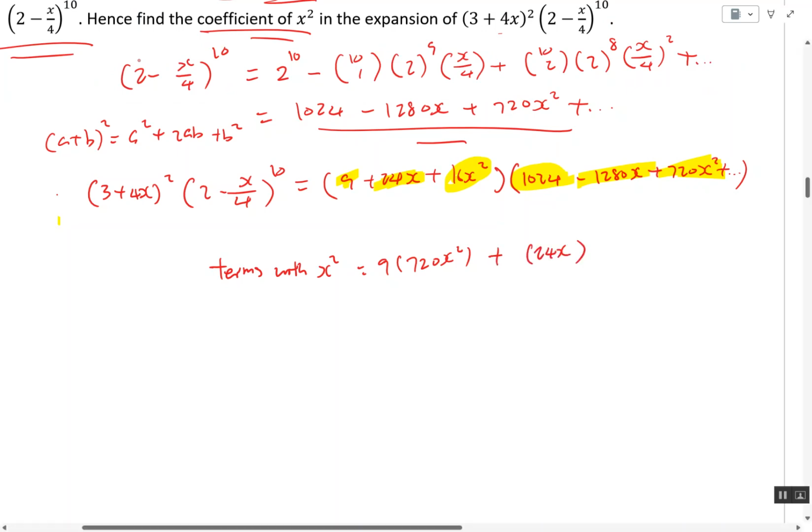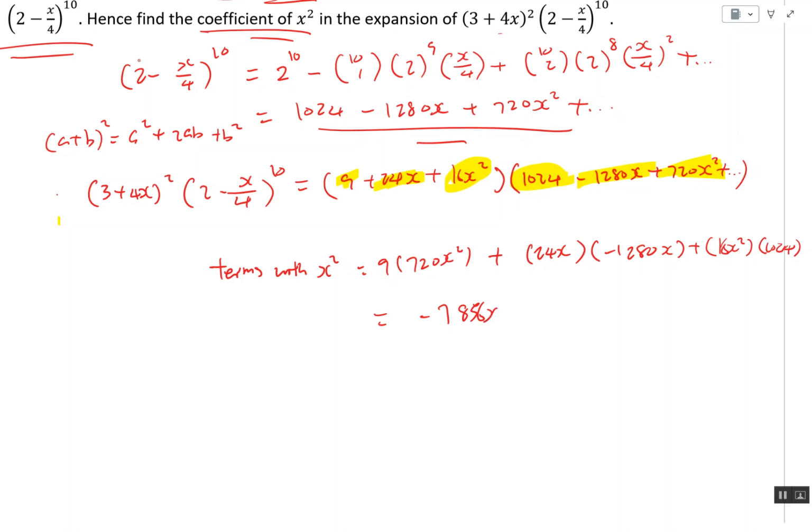24x times minus 184 minus 10x plus 16x squared times 1024. Key this in the calculator and simplify, you should get minus 7856x squared. Then just end off by writing, since you're asked to find the coefficient of x squared, it equals negative 7856. That's all there is to it.